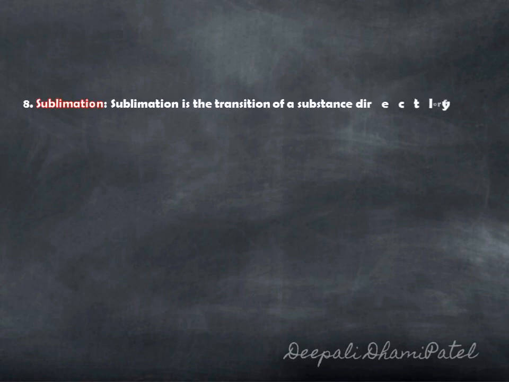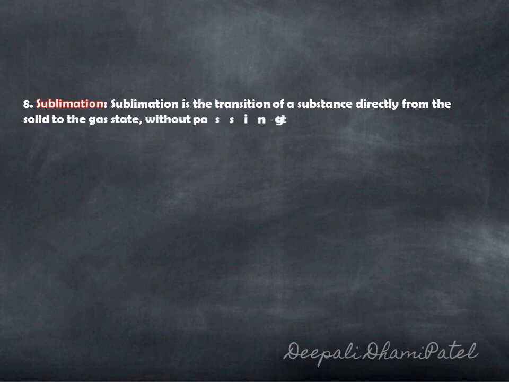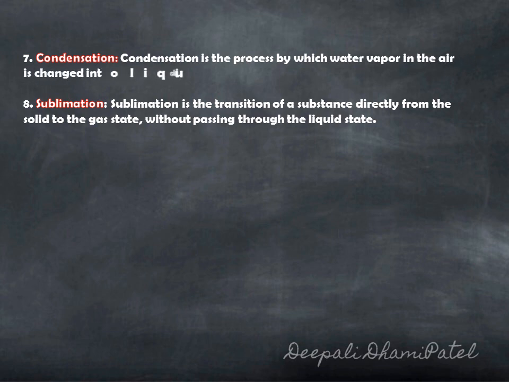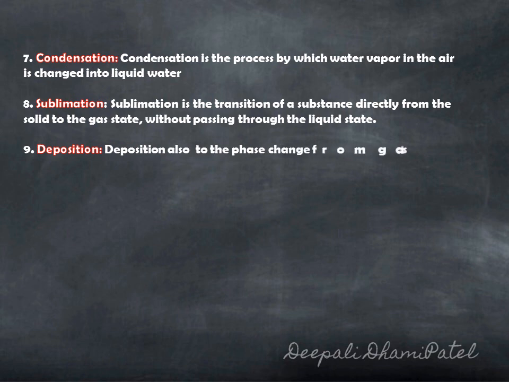Sublimation. Sublimation is the transition of a substance directly from solid to gaseous state without passing through the liquid state. Condensation. Condensation is the process by which water vapor in the air is changed into liquid water. Deposition. Deposition also refers to the phase change from gas to solid.